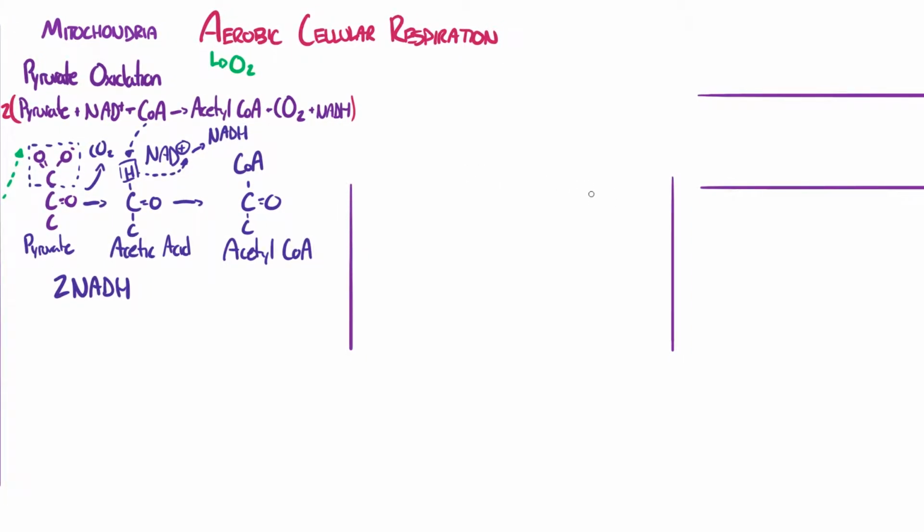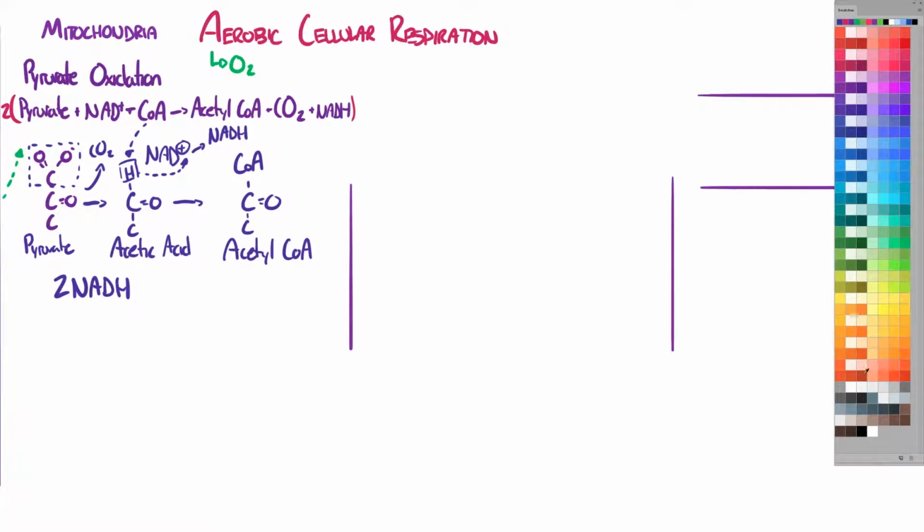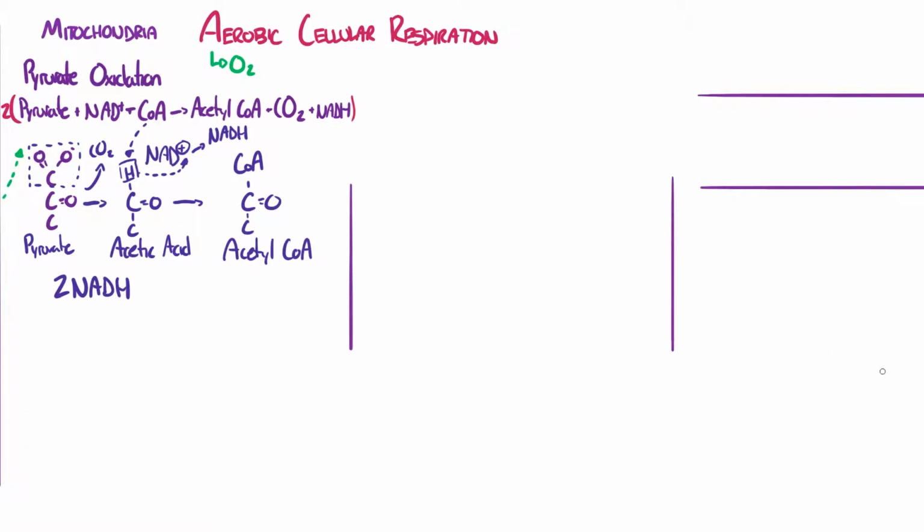Let's use orange. So the next step is the Krebs cycle, or the citric acid cycle. Either one is fine. So when we look at the citric acid cycle, we have acetyl-CoA. Remember, all of the products of one step go into the next. So acetyl-CoA from pyruvate oxidation, it's going to enter the Krebs cycle.